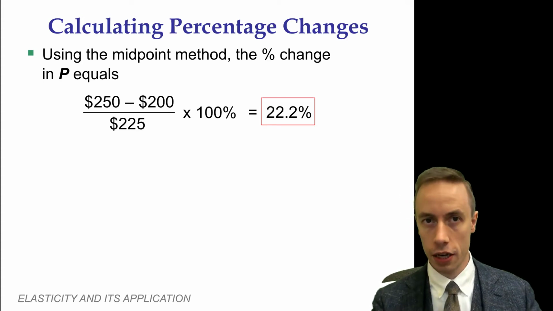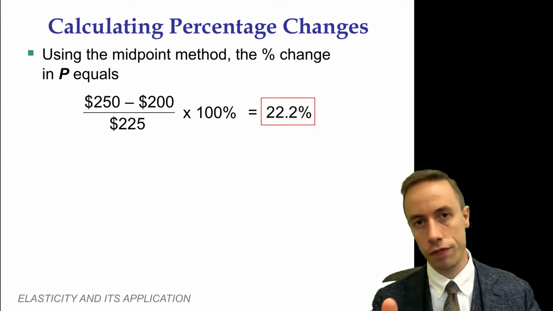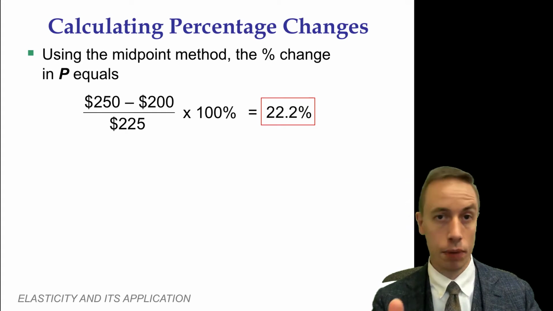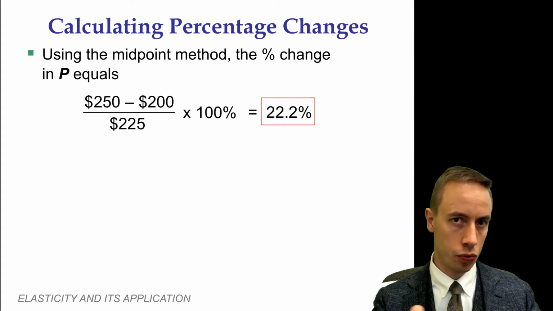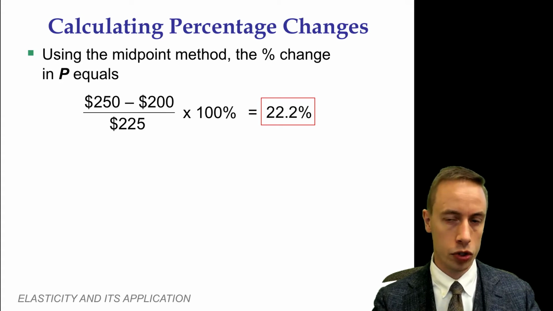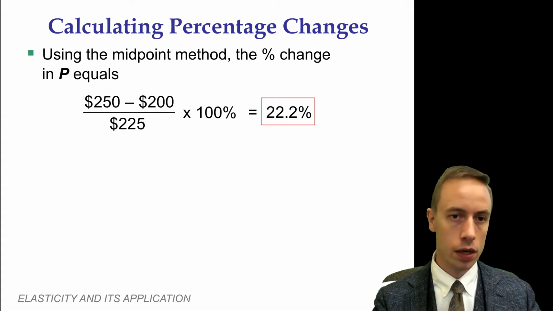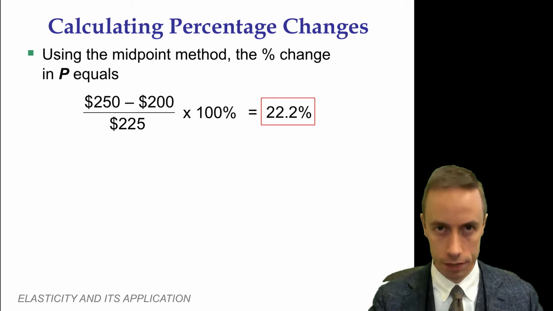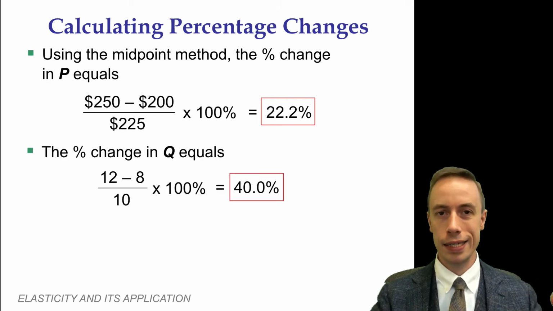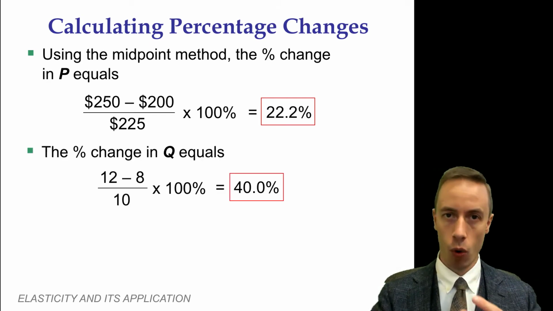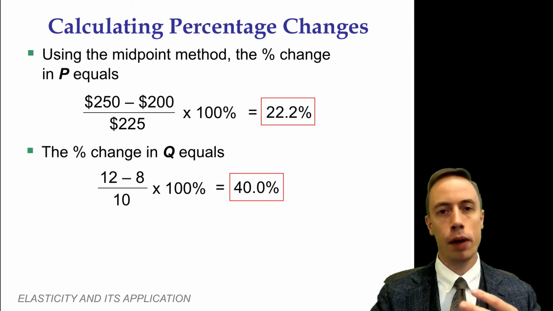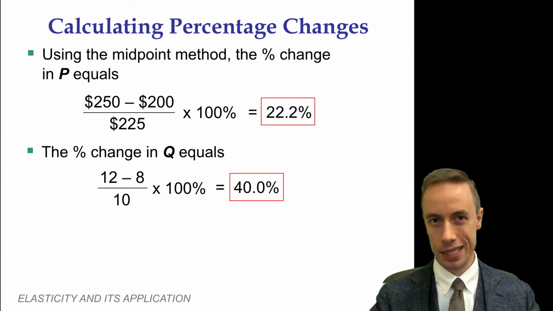So we're looking at the difference, 250 and 200, same as always. But instead of dividing by either one of those numbers, we divide by the middle. The middle between 250 and 200, of course, being 225. Let's do it again for quantity. So for the quantities, we had 8 and 12. The difference is 4, but we're dividing by the middle being 10, right in between 12 and 8. That gives us a 40% change.